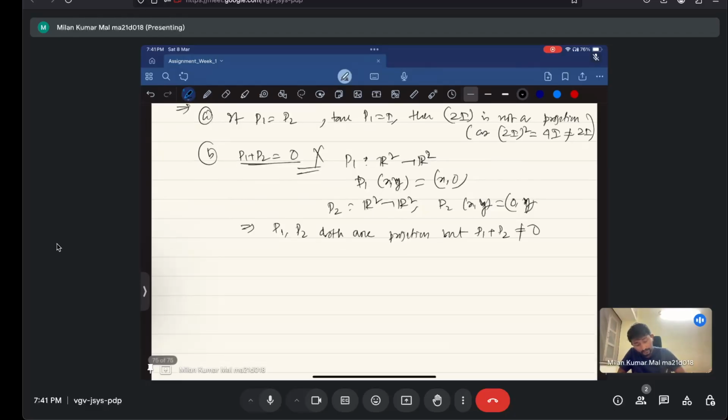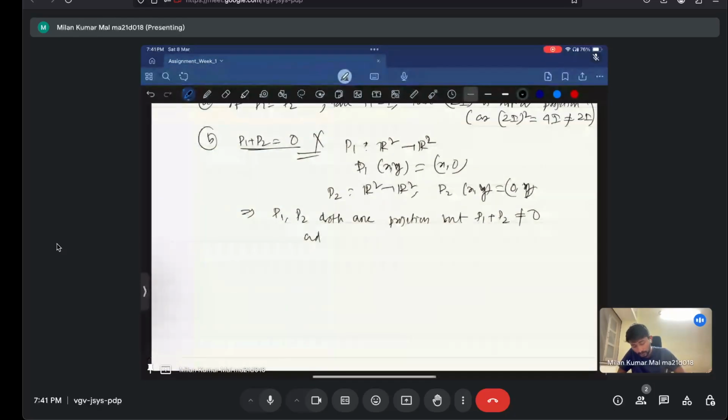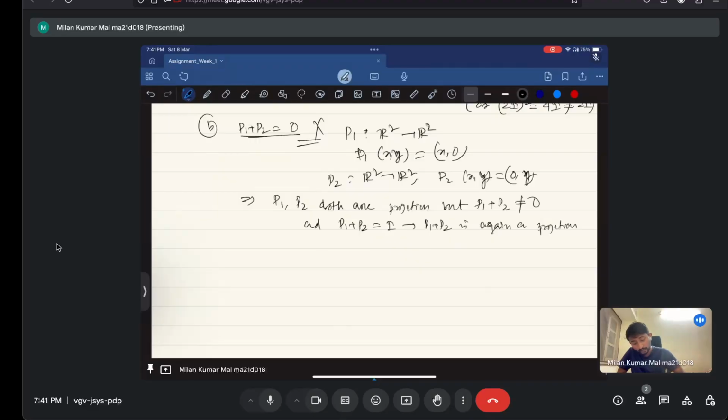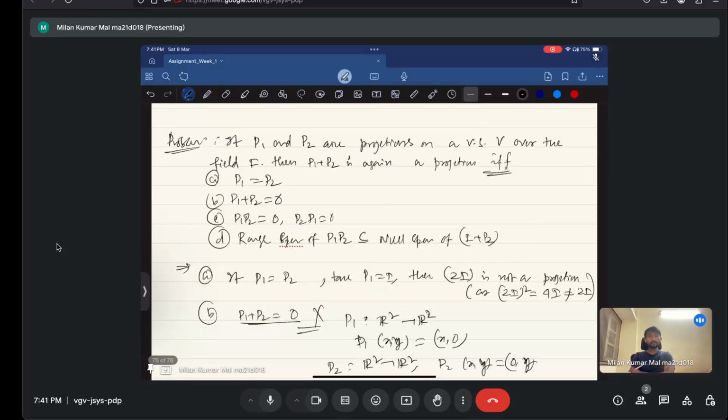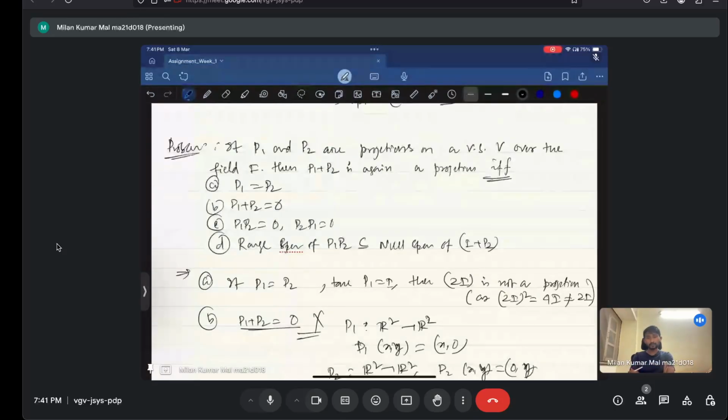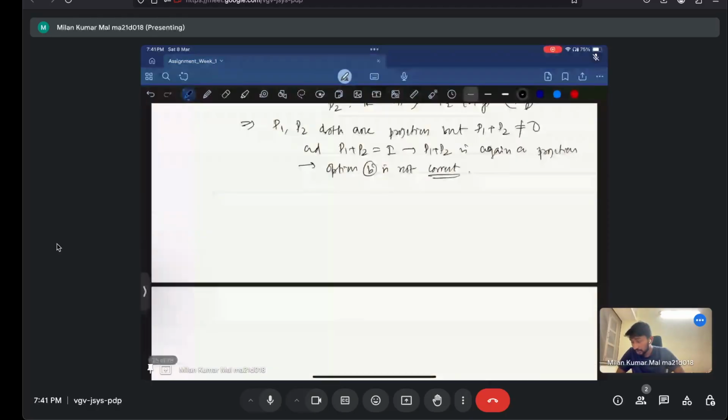Okay, and P1 plus P2 equals the identity, therefore P1 plus P2 is again a projection. Therefore option B is incorrect. So it is not necessary that P1 plus P2 will be a projection if and only if P1 P2 equals 0. That is not correct. Okay, now let's go to the third options.